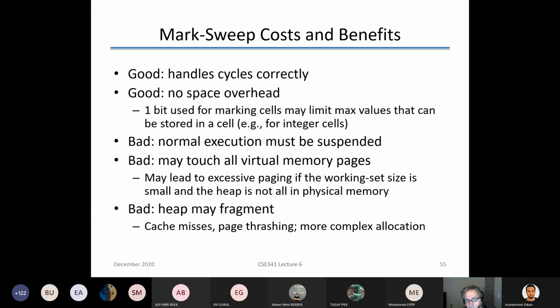The good side of it is that it handles cycles correctly; it doesn't worry about the cycles. And there is no space overhead, just 1 bit. This is a very, very simple thing. It is a very small portion of the memory that is going to be set, and the setting information is very simple, right? Just 1 bit.